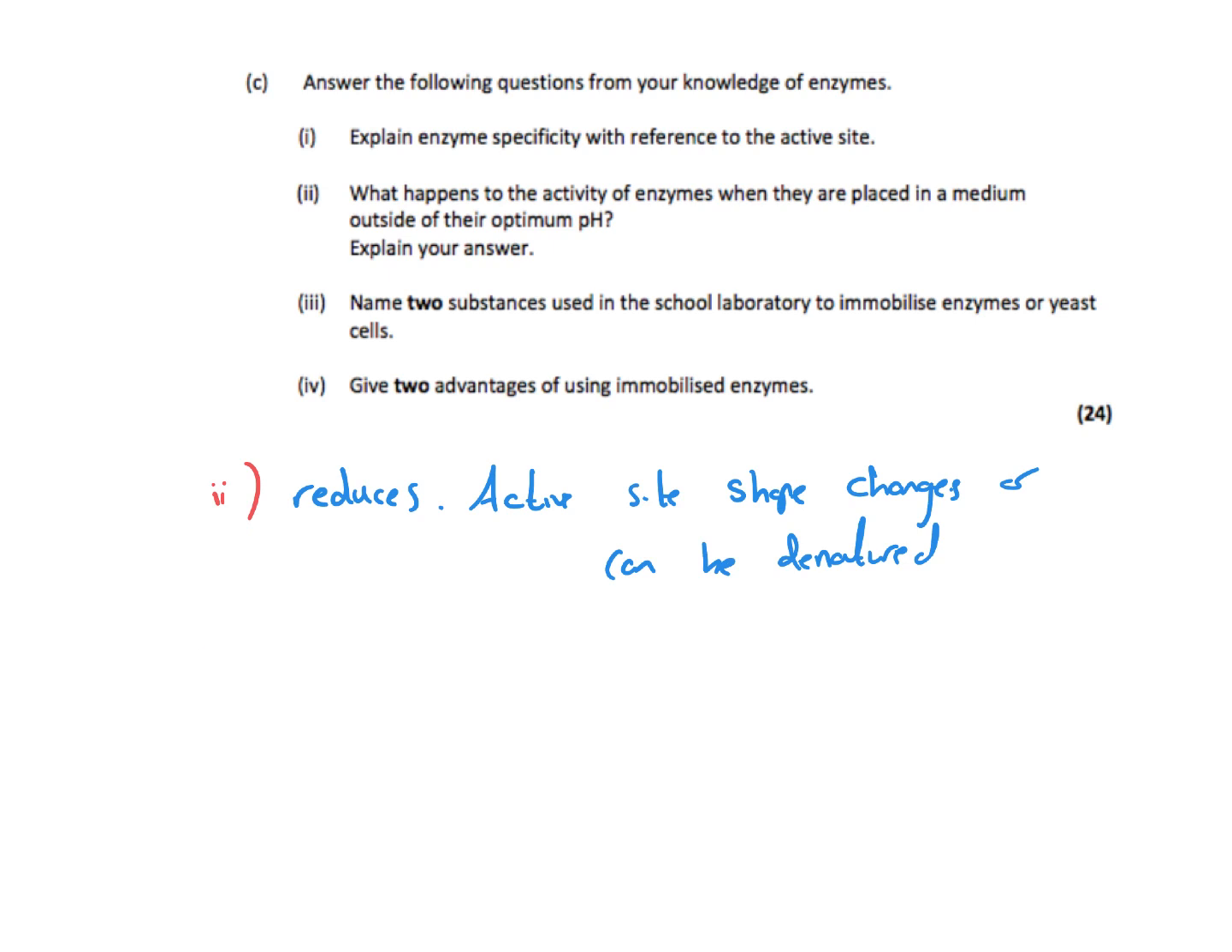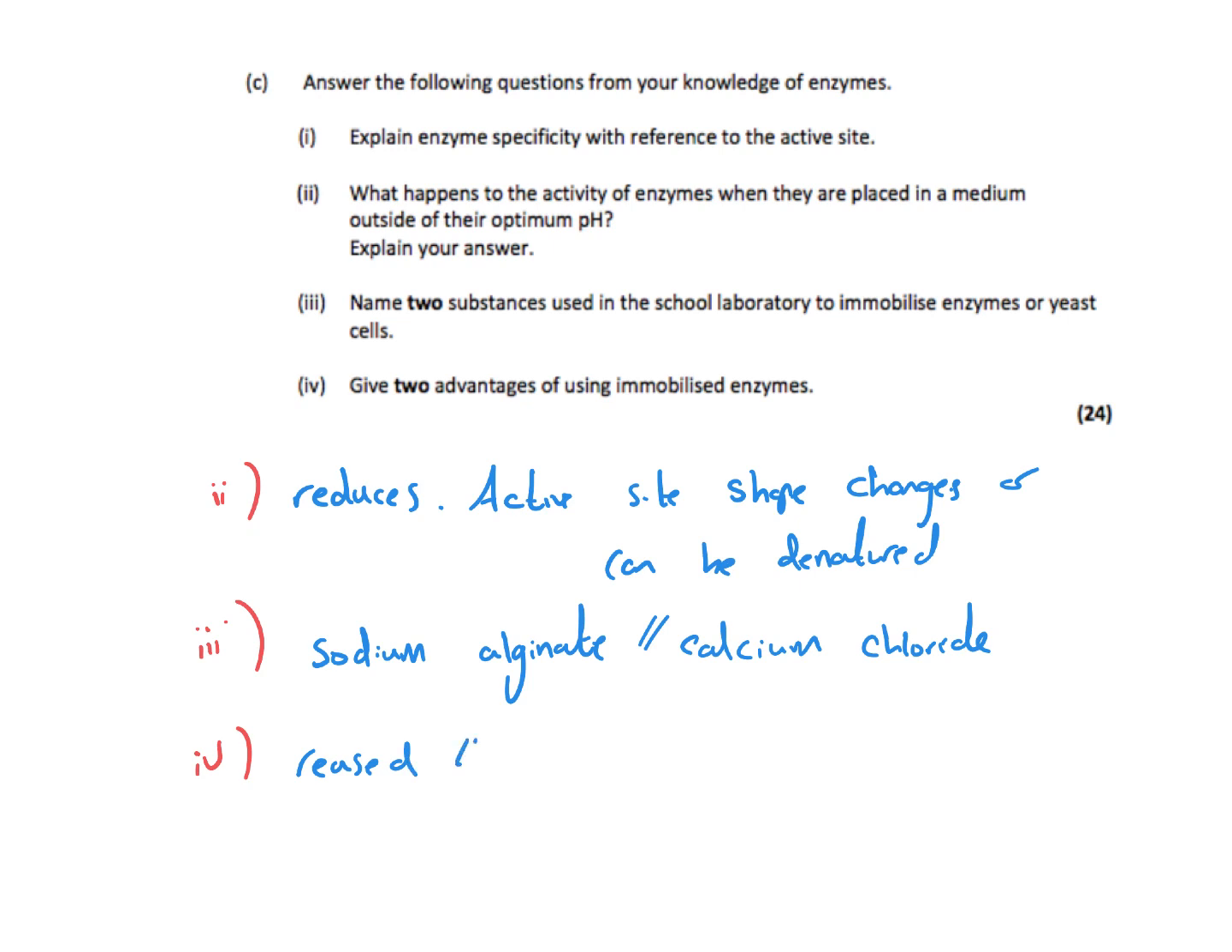Part 3 there. Name 2 substances used in the school laboratory to immobilize enzymes or yeast cells. So we'll say there we had our sodium alginate. That's what the yeast was mixed with, and then that was added into our calcium chloride. And then 2 advantages of immobilized enzymes: they can be reused, and they're also much cheaper.